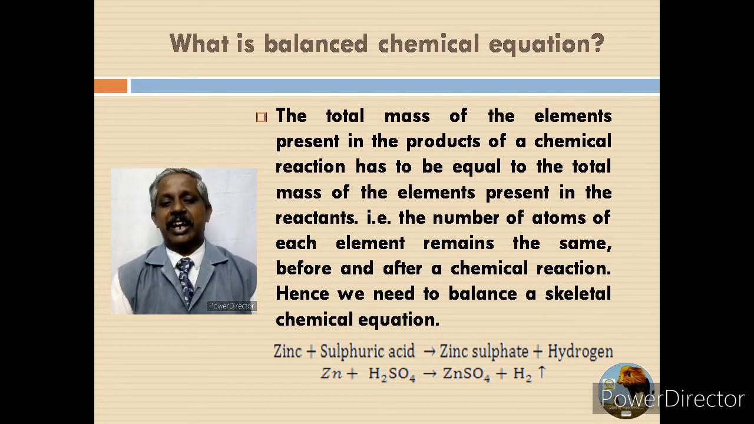Zinc plus sulfuric acid gives zinc sulphate plus hydrogen. It has been written as Zn plus H2SO4 gives ZnSO4 plus H2 with an upward arrowhead, which also represents some meaning out of it.